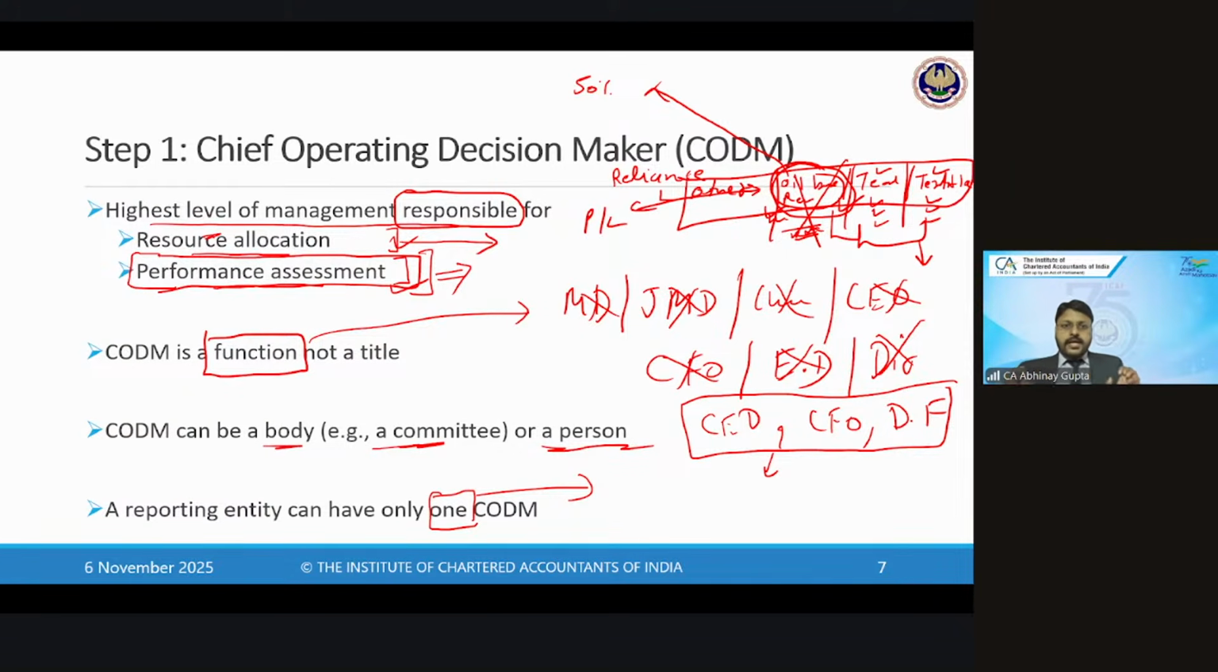Correct. If management is not focusing on a particular business line, then why should the investor be worried? Because if management, who is running the show, is not worried, then why should the investor be worried? And if we report that segment which management is not worried about, it means we are unnecessarily including irrelevant information in the financial statements, and we are just wasting the time of the users to read that. Is that clear? Making sense?